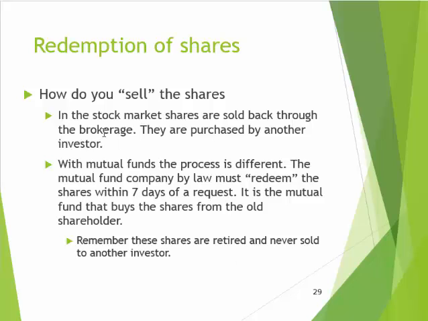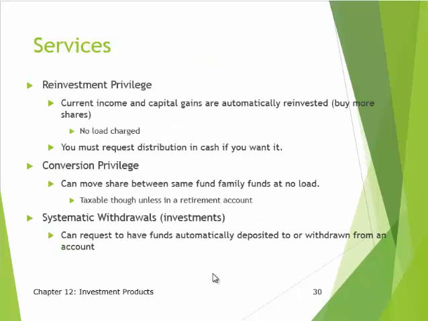How do you sell shares? In the stock market, shares are sold back through a brokerage. They are either purchased by another investor or they are purchased by the brokerage house themselves. With a mutual fund, the process is different. The mutual fund company has to redeem the shares within 7 days of a request. It's the mutual fund that essentially buys the shares from the old shareholder. Again, these shares are retired. The actual number, if there's a number for the share, is never sold to another investor.